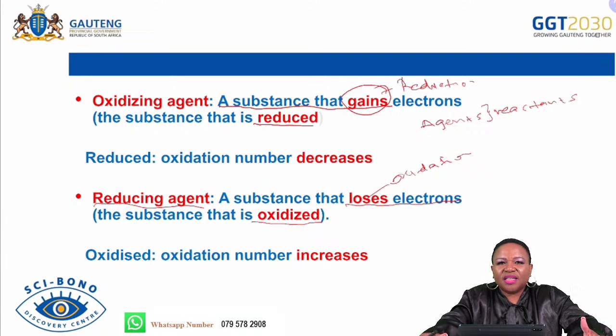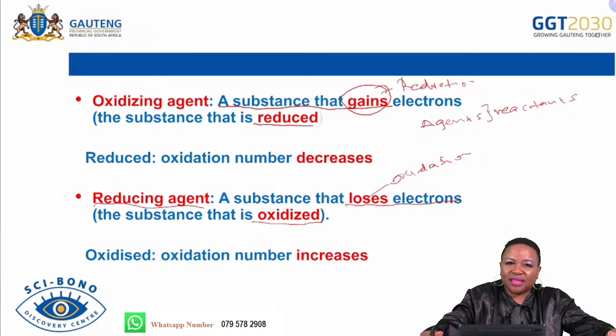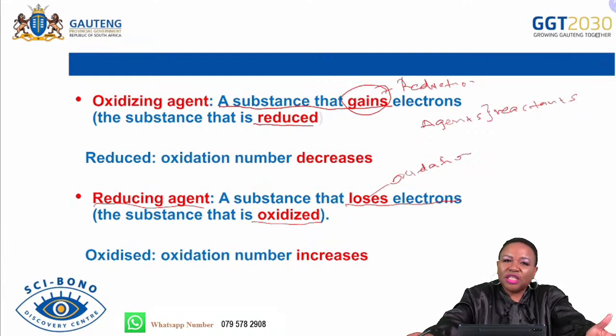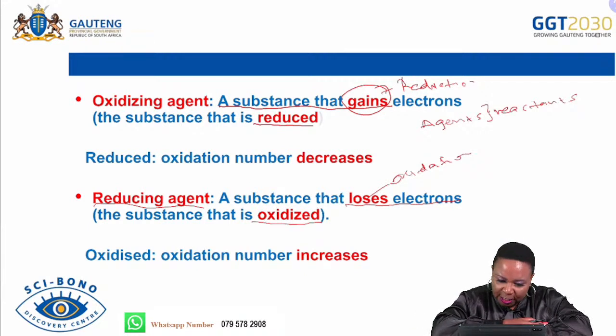But remember, the agents are the ones that make the reactions possible. So if I'm saying I'm a reducing agent, it means I am causing the other substance to be reduced. And when I'm saying I'm causing the other substance to be reduced, it means I am causing the other substance to undergo reduction so that at the end of the day, that substance can be reduced. Therefore, if I'm an agent, I will definitely make the reaction possible for another substance. Therefore, an oxidizing agent gains electrons and undergoes reduction. A reducing agent loses electrons and undergoes oxidation.